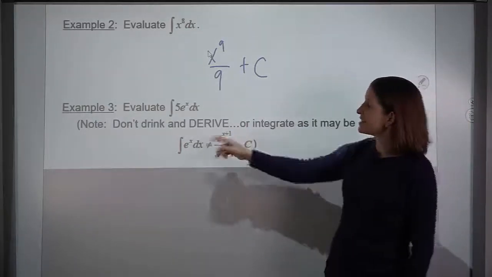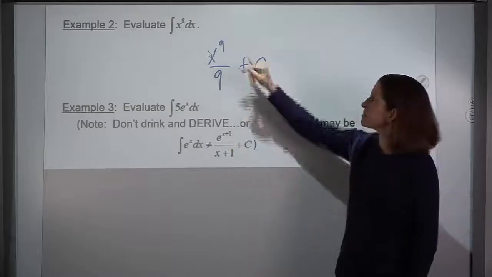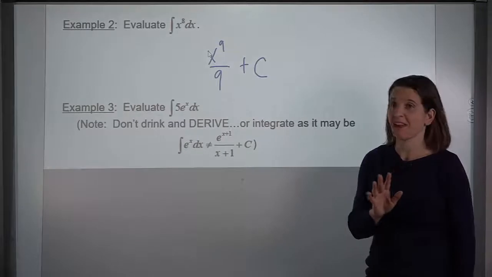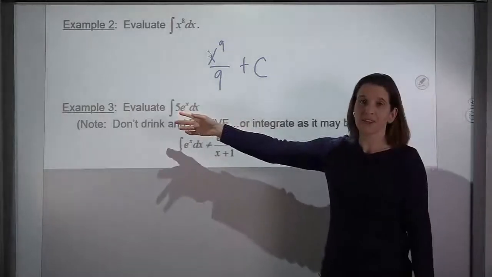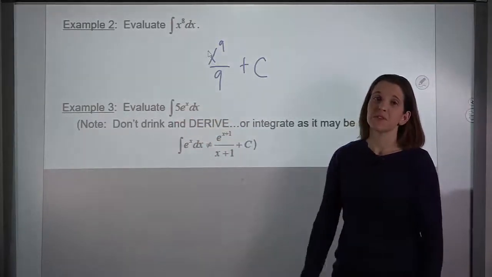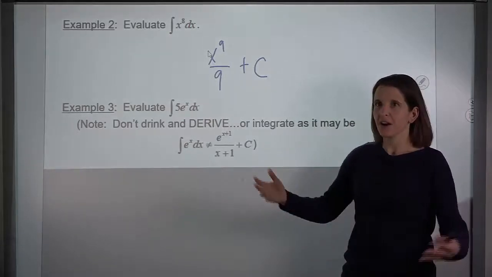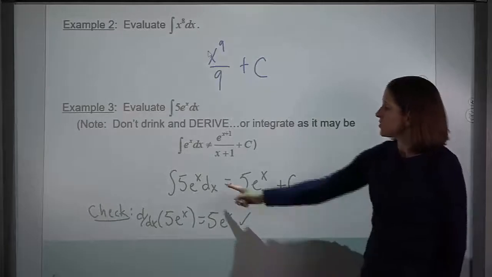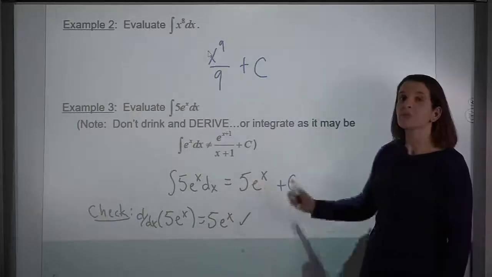You do not do what we've been doing where you make the power more and then divide by the power, because it's a different kind of function, but it's easier than that. Who has a derivative that is 5e to the x? Well, e to the x is its own derivative, and 5 is a constant that stays. So 5e to the x has a derivative that is 5e to the x. So the answer is 5e to the x plus any constant.